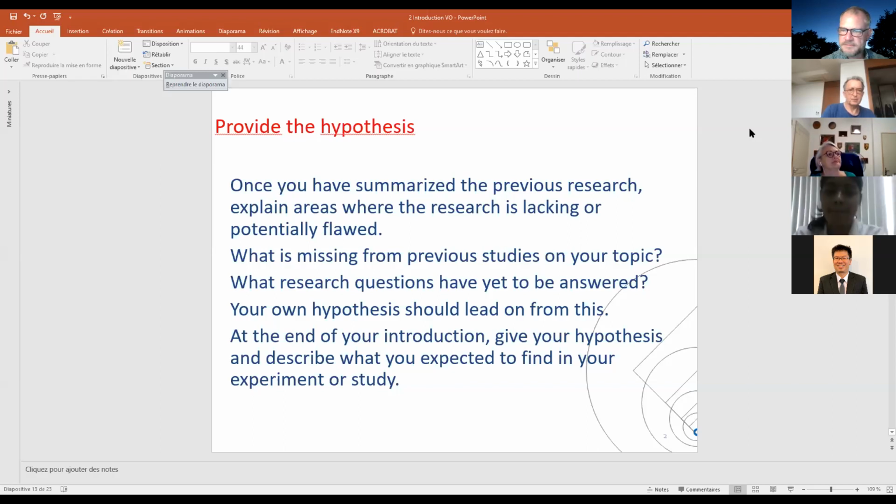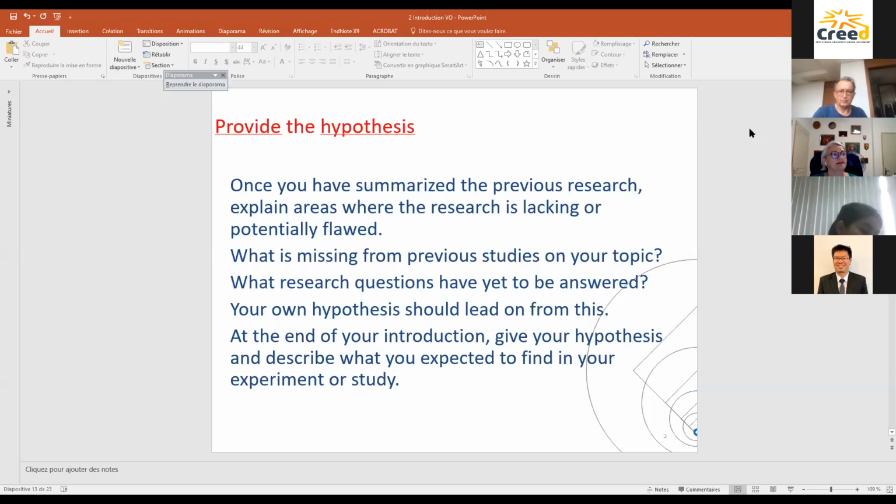So these are the things you need to keep in mind when you write your hypothesis. What is missing from previous studies? What research questions have yet to be answered? In fact, it's that one that's really the center of how you can structure your hypothesis. And it comes at the end of your introduction. Then sometimes you can describe what you expect to find in your experiment or study. This happens quite a lot in environmental work.